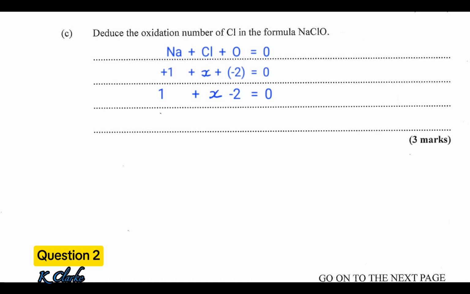Now I will be placing the numbers together. So X plus 1 minus 2 equals 0. 1 minus 2 equals -1. Therefore, X minus 1 equals 0. Place the -1 over the equal sign, and this will change it to +1. Therefore, X equals +1. So chlorine oxidation number is +1.